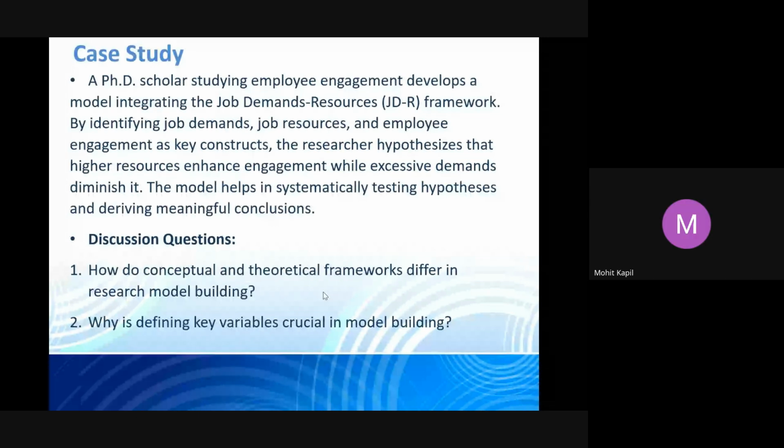Ma'am, in model building, whenever we define variables, the model is the only structure which can differentiate the types of variables for us, so that we can identify which one is the dependent, and which one is the mediating and moderating variable. Right. So that we can derive meaningful conclusions accordingly. Right. So it ensures clarity, consistency, and replicability in research. Thank you.